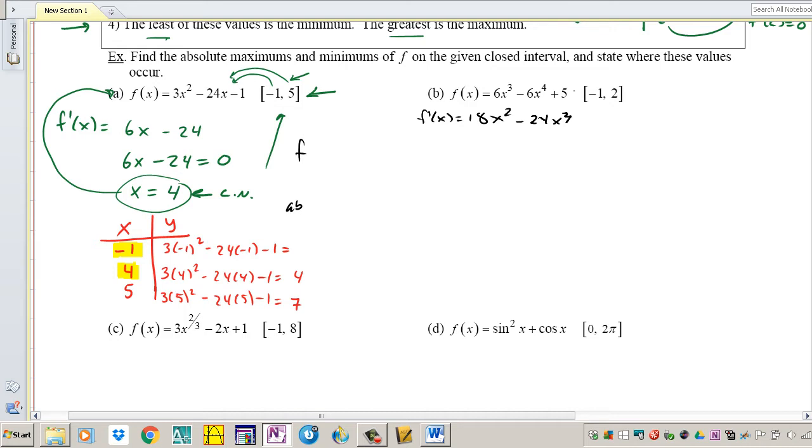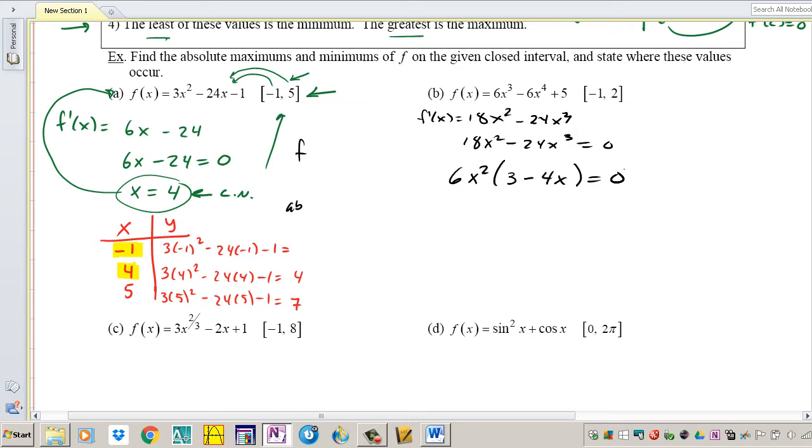Oh, and that's it. Okay, good. So that's my derivative. And then what we do is we take the derivative and we set it equal to 0. And then what we want to do is solve. So let's go ahead and factor 6x squared, and that'll leave me with a 3 minus 4x. Let me just check to make sure that's true.